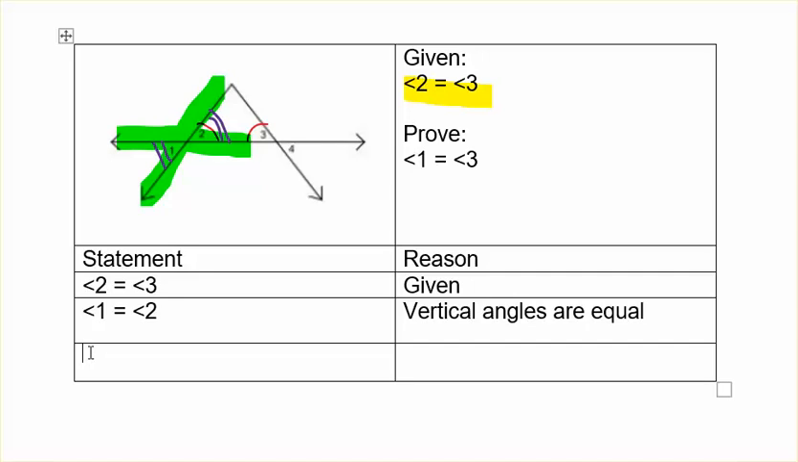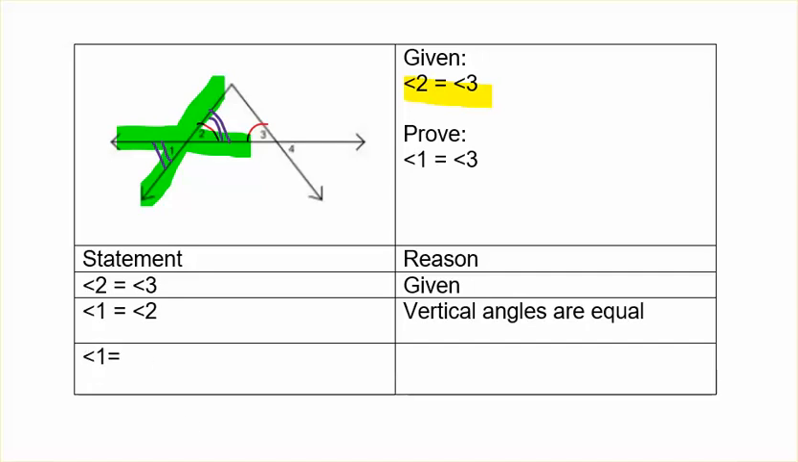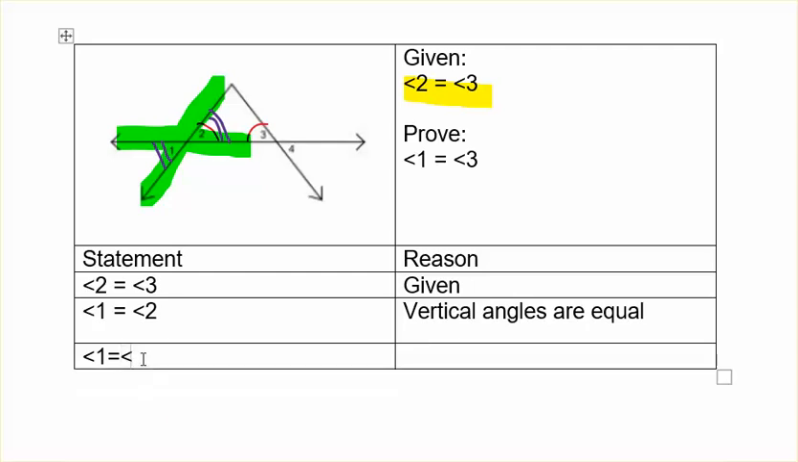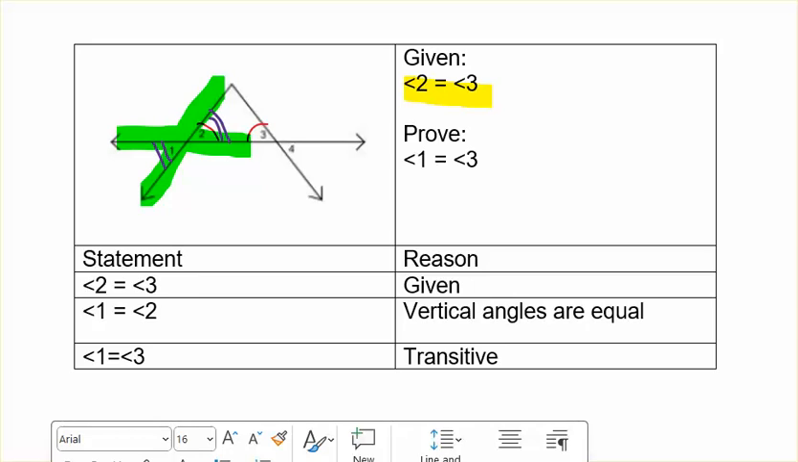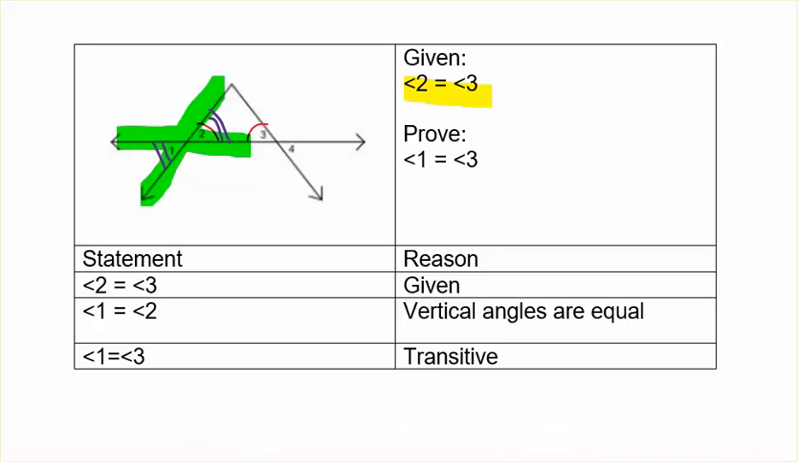So we are able to prove that angle 1 is equal to angle 3. And our reason is the transitive property. Again, early on in geometry, we're going to use the transitive property quite a bit. So if you find that you have a pair of objects that are equal to two other things, those other things are also equal.